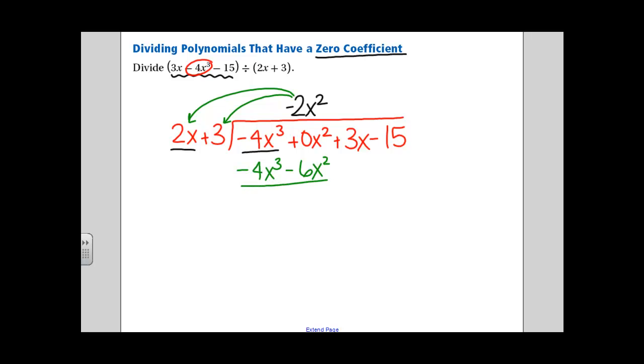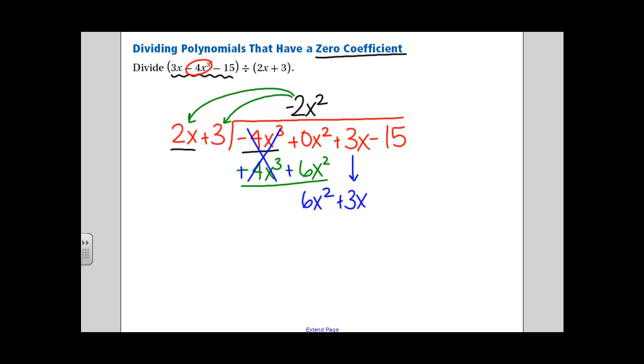And now to see what's left over, we subtract, or just change the signs. So our 4x cubes cross off, which is good. And now we have to add this 0. But we really just get 6x squared. And then we bring down the next term, bring down the 3x. And then we do this all over again.